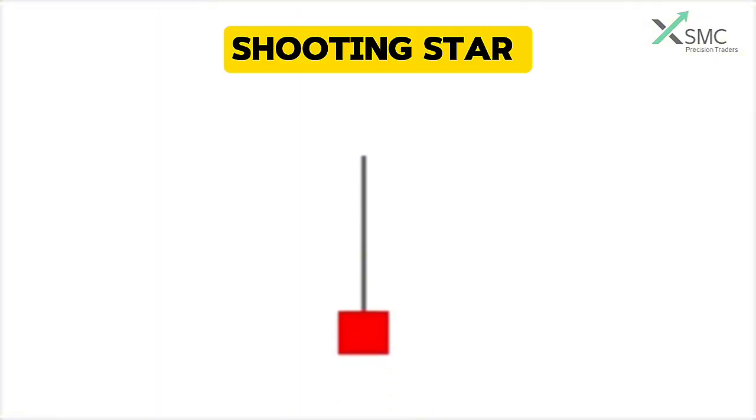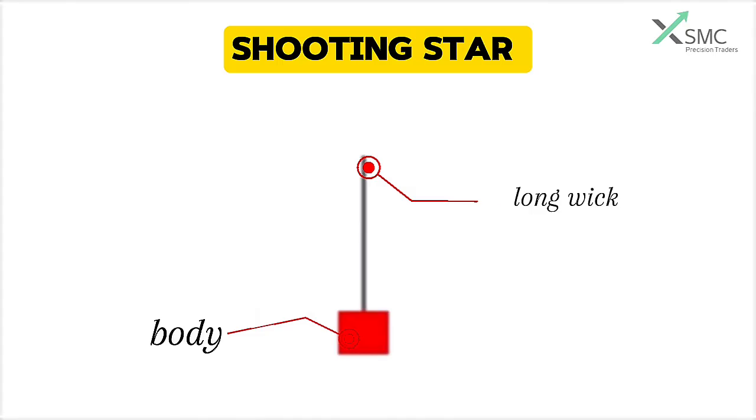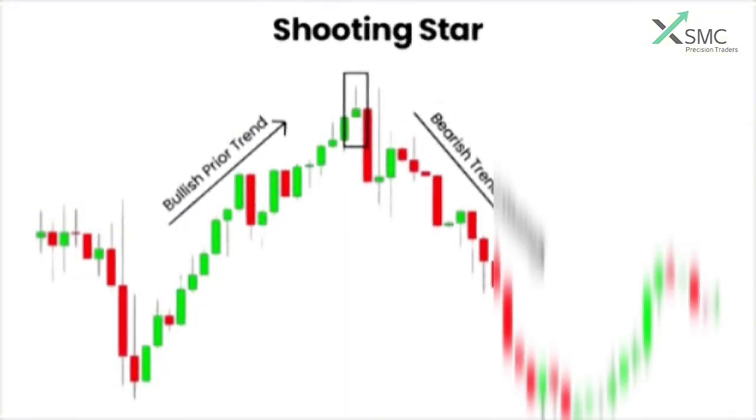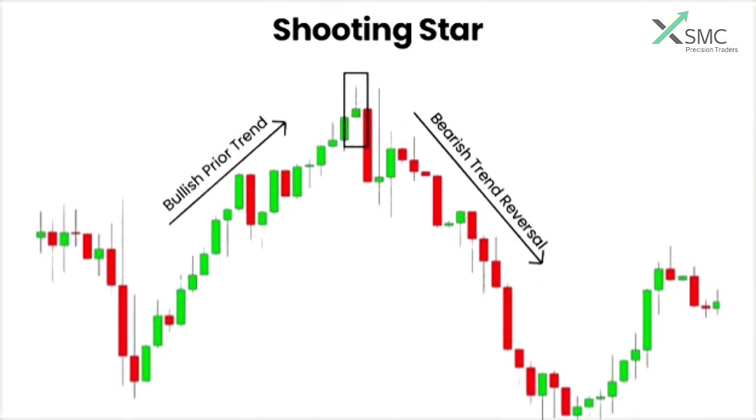Next is the shooting star. The shooting star mirrors the hammer, but it's flipped. It has a small body and a long upper wick. It appears at the top of an uptrend. It signals that buyers tried to push price higher, but sellers pushed it back down, giving a clean warning of potential downward pressure.